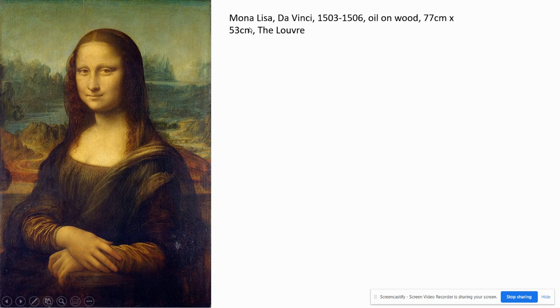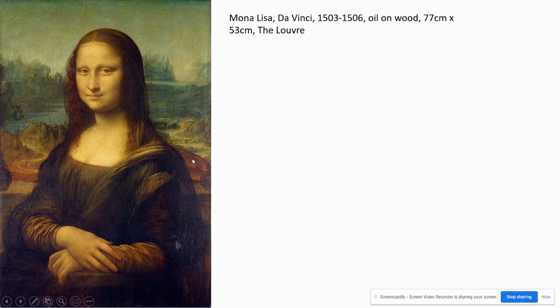Anyway, it is not that big. It's smaller than an A3 piece of paper. And if any of you are lucky enough to go to the Louvre and see it, it is hidden behind a couple of inches of bulletproof, infrared proof, everything proof glass because it is so valuable.